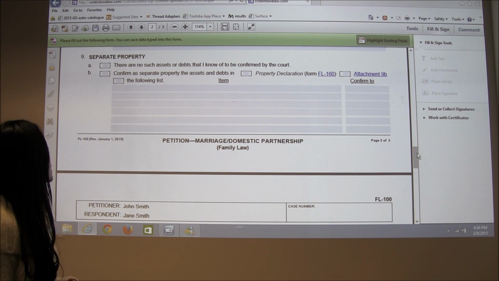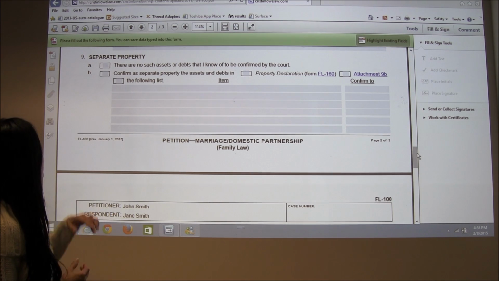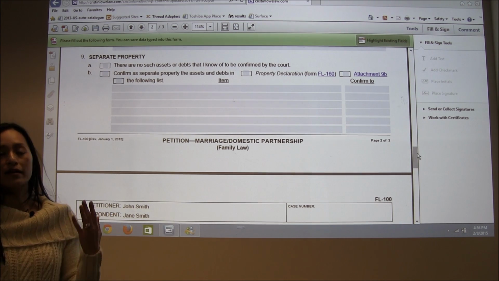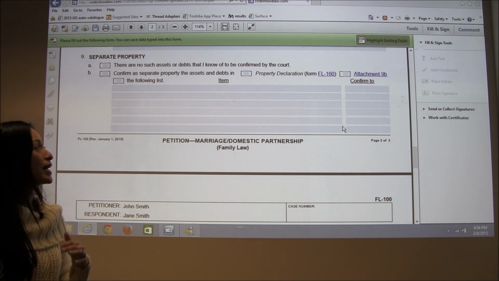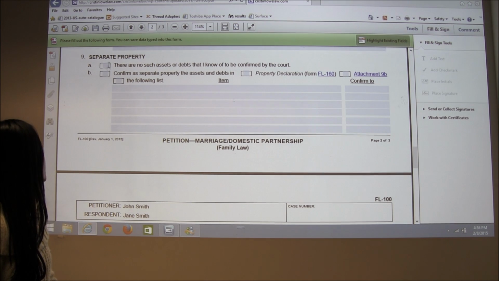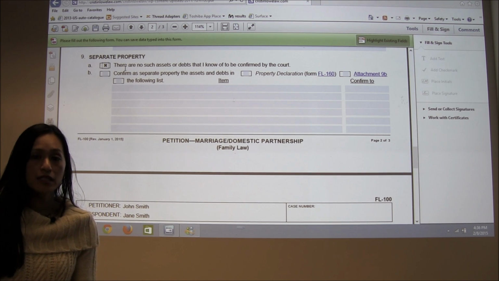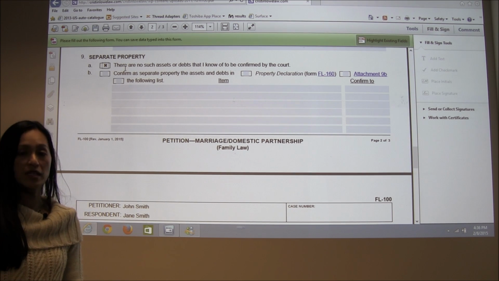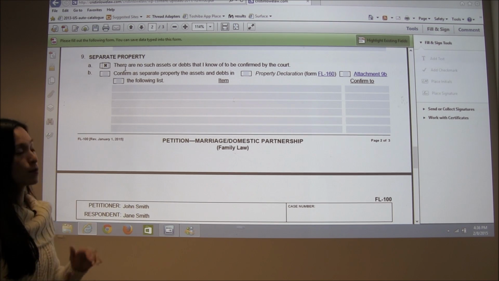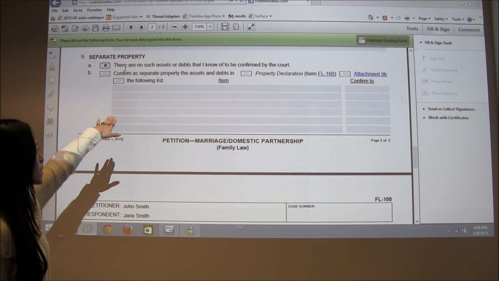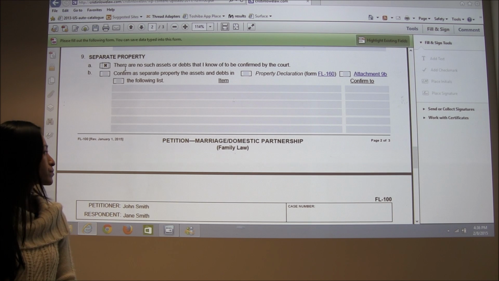So in this case, we're going to say that John doesn't know of any separate property items. He's been married a while. He got married, let's say, straight out of college, didn't have anything beforehand, and neither did Jane. If there were separate property items, let's say an inheritance, or there was a big ticket gift from his parents to him, then he might want to list it there. So you would list down what it would be and confirm too.